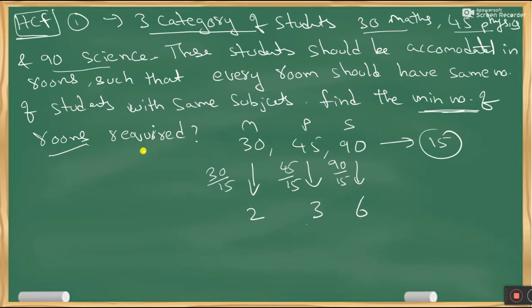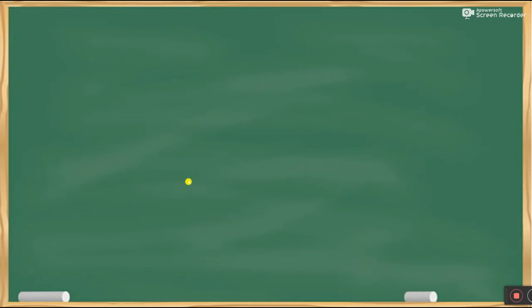I have to find the minimum number of rooms required. That is 2 plus 3 plus 6. So the minimum number of rooms required is 11. Okay. So that's the question. Clear? So in the upcoming slides, let us discuss some more practical questions they might ask in the written exam.